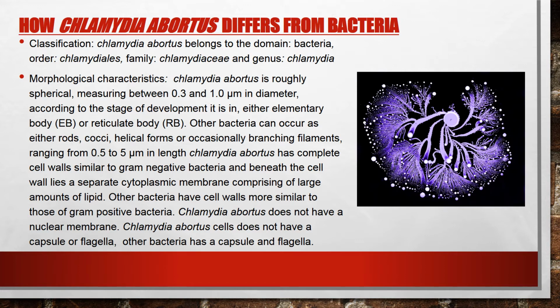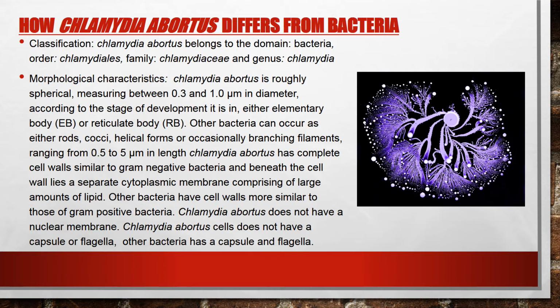Morphological characteristics. Chlamydia abortus is roughly spherical, measuring between 0.3 and 1 micrometers in diameter, according to the stage of development it is in, either elementary body or reticulate body. Other bacteria can occur as either rods, cocci, helical forms, or occasionally branching filaments, ranging from 0.5 to 5 micrometers in length.